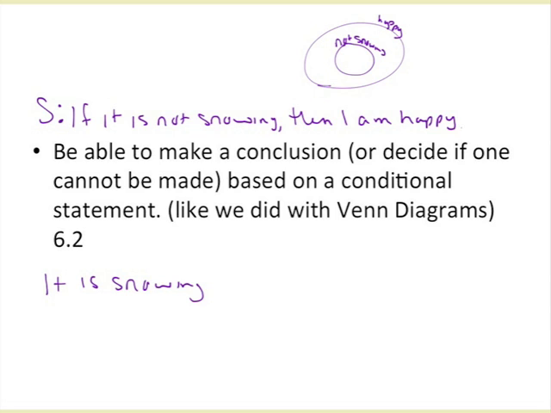Not happy? You can put it on the edge of happy, but that would be no. No, you can't, because it doesn't say. I can be happy when it's snowing too. Snowing means that it's not in the little circle, because the little circle is not snowing. So it's not in the little circle. Could it still be in the big circle? Yes. Could it be out of the big circle? Yes. So this has no conclusion.